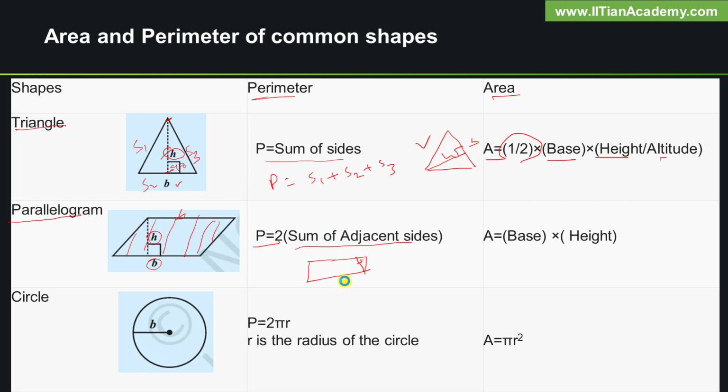Perimeter of a circle is also called circumference of the circle. Circumference of a circle is 2 into pi into r, where pi is 22 divided by 7 or 3.142. Area of a circle is pi into r square.